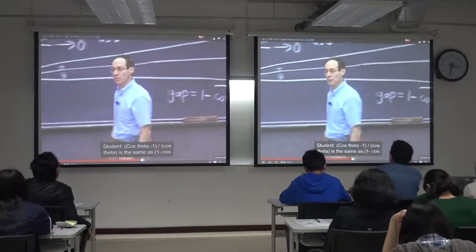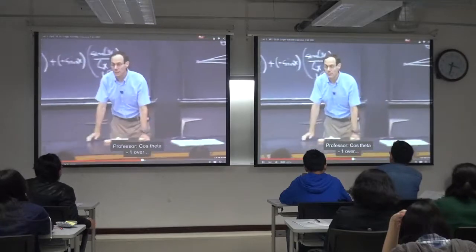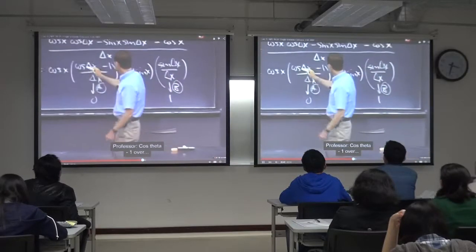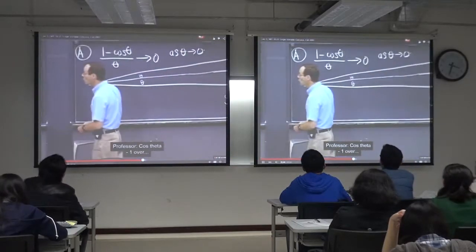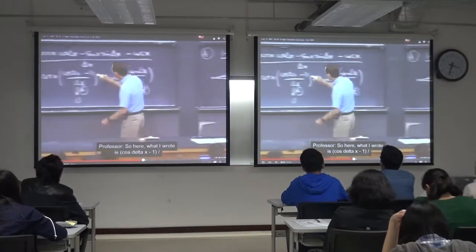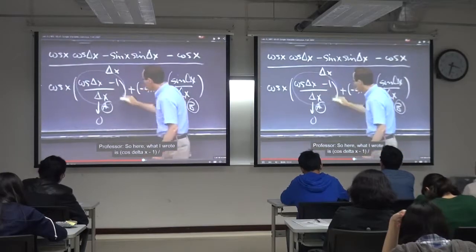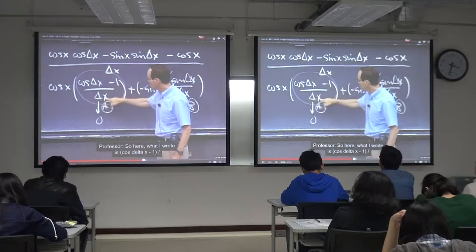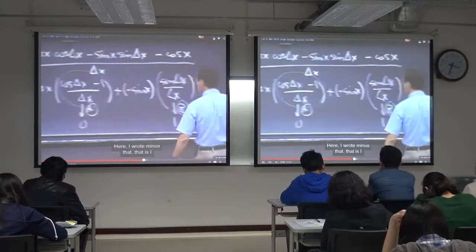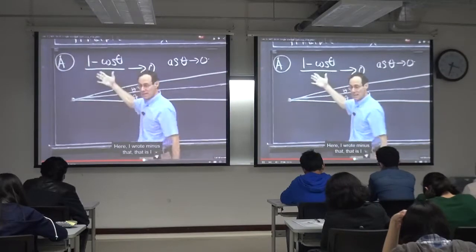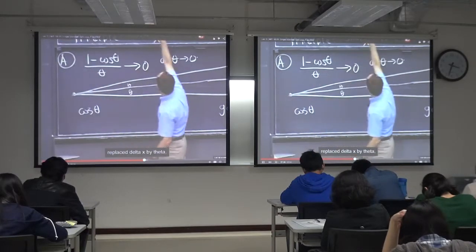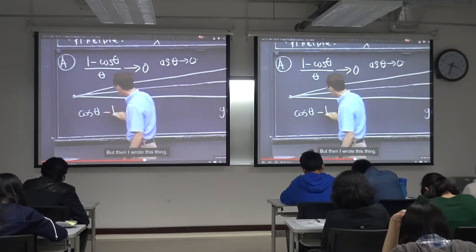Another question: cosine theta minus 1, or 1 minus cosine theta? Here, what I wrote is cosine delta x minus 1 divided by delta x, and I claim that it goes to 0. Here, I wrote the negative of that. It's cosine theta; I replaced theta by delta x, and then I wrote this thing.